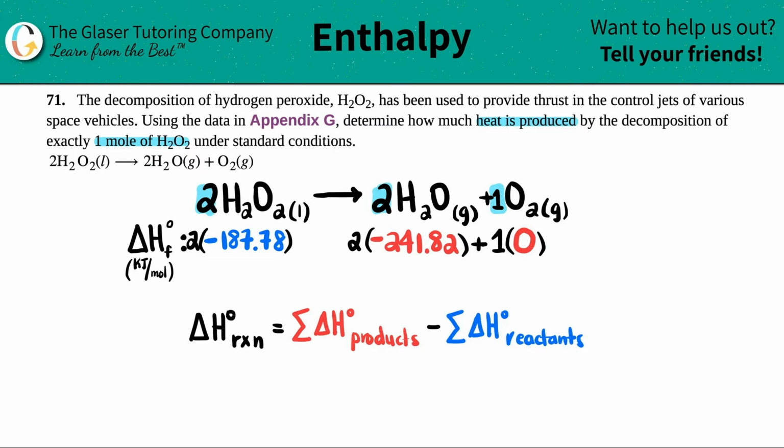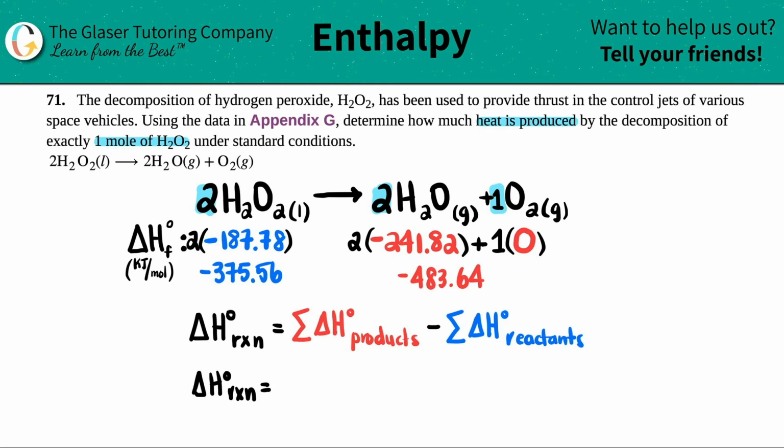So let's get the total numbers. Let's see, 2 times negative 187.78. I get negative 375.56 for my total reactant side. And then for my product side, I'll just take 2 times negative 241.82. So I get a negative 483.64. Okay, now I'm ready to find out what is the delta H for this reaction.